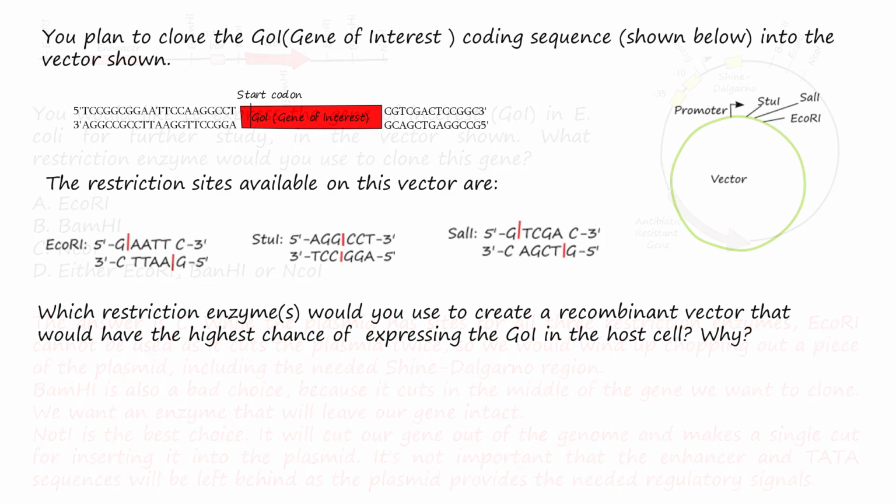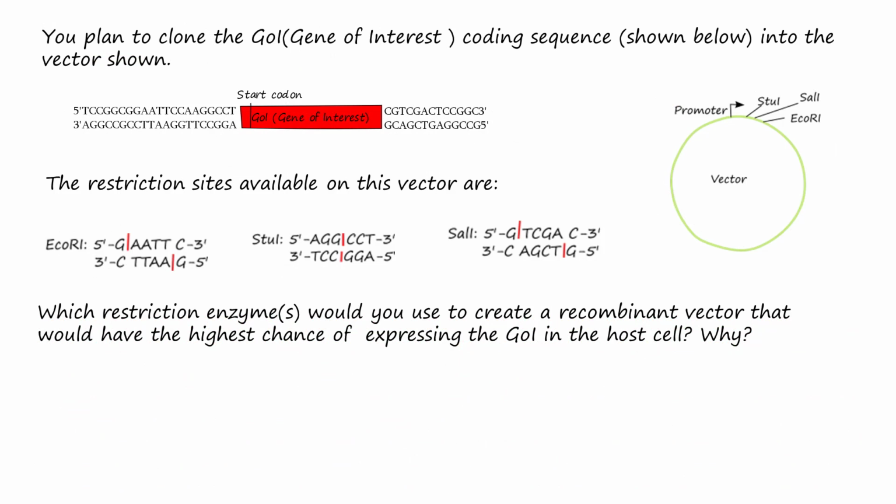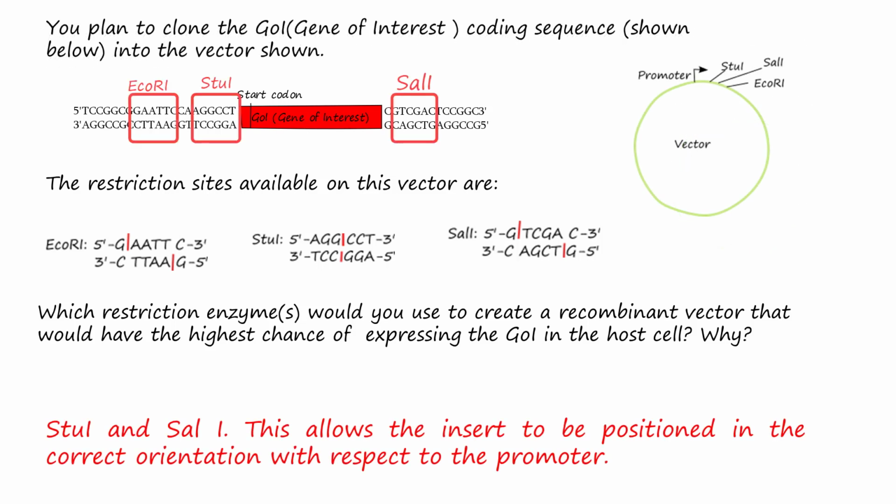Question 3. You plan to clone the gene of interest into the vector shown. The restriction sites available on this vector are also shown. Which restriction enzymes would you use to create a recombinant vector that would have the highest chance of expressing the gene of interest in the host cell? Why? The answer is the enzymes 2,1 and SalI, as cutting with these restriction enzymes allows the insert to be positioned in the correct orientation to the promoter.